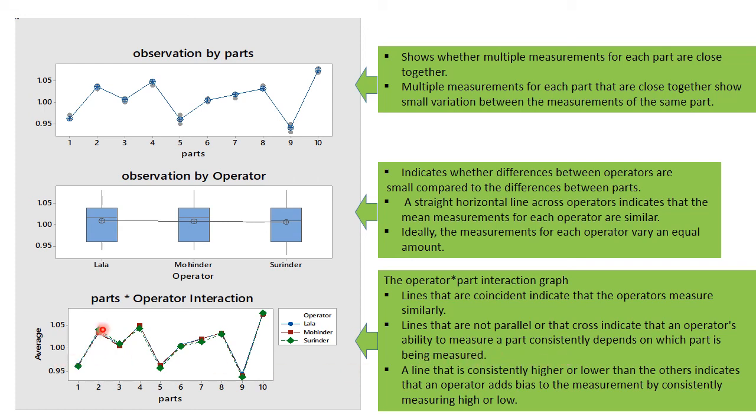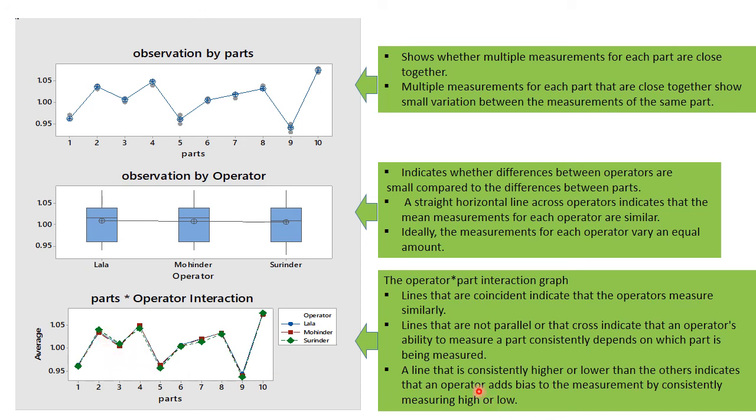Now suppose one of the points is away, while some other points are the same. If that is the case, that indicates that the operator's ability to measure the part consistently depends on which part is being measured. So some parts they are able to consistently measure, some parts they are not able to consistently measure. If that is the case, some of the points will be away from the other points.